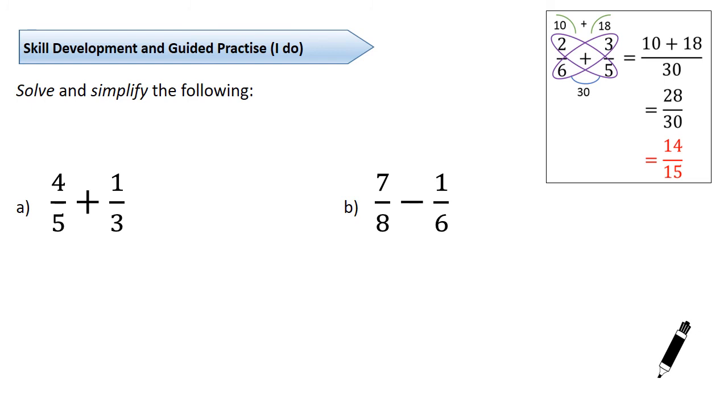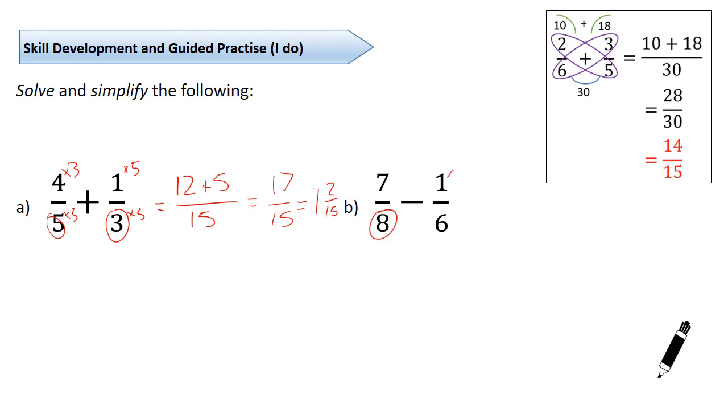Alright, with this one, both the denominators are different, so there's 3 times it by everything on this side, and the 5 times it by everything on the right hand side. So 4 times 3 is 12, 1 times 5 is 5, and they're both over 15, which is 5 times 3 and 3 times 5. This gives us 17 over 15, or 1 and 2/15.